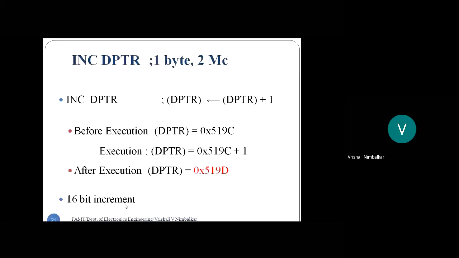Not only DPTR, R0 is also a pointer. I can write INC R0. So if R0 was 40 hex initially, it will become 41. Just by doing increment and decrement, the pointers can be moved ahead or taken back, and accordingly you can read and write those memory locations. Every time I need not put a new number in the pointer register. So store the starting address in the pointer register and then use increment and decrement instructions to move the pointer register. That's the use of increment and decrement instructions.